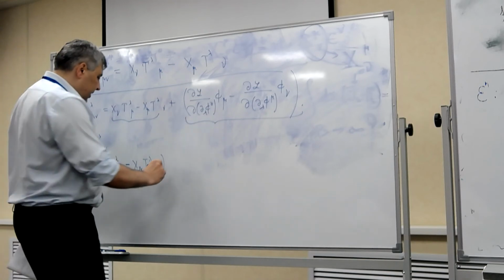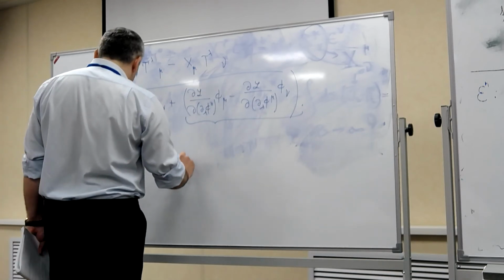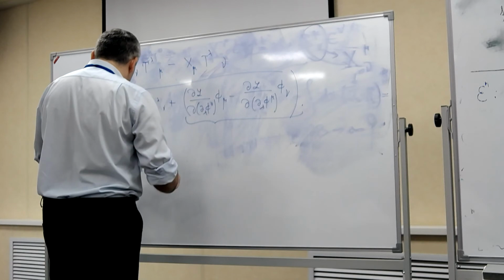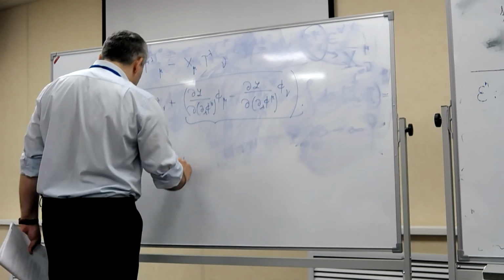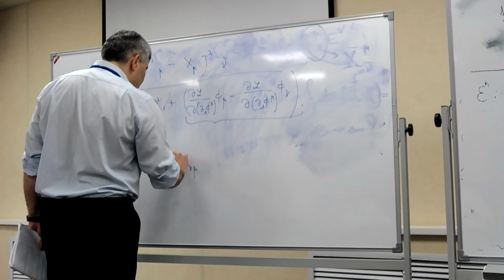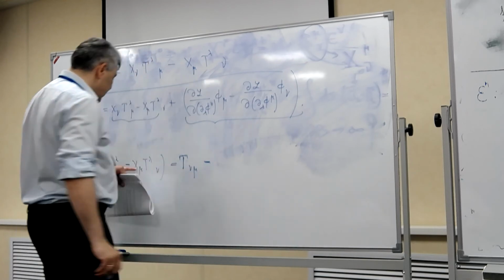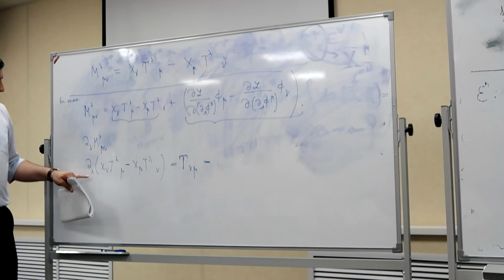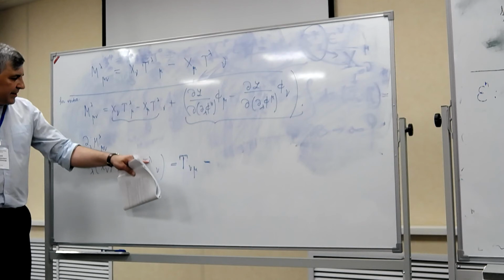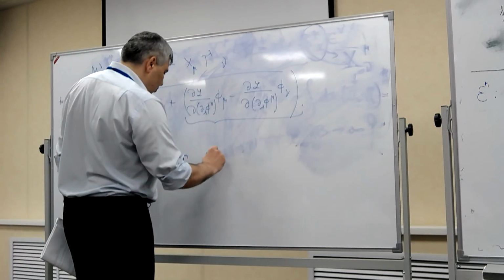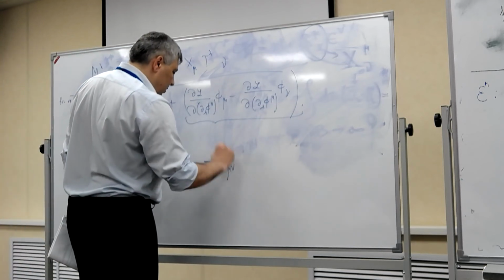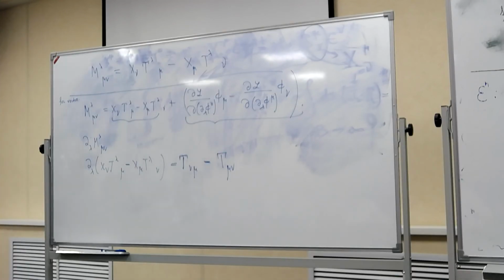Improvement procedure is the following statement: if you have a conserved current, that means a current which satisfies this equation here, then you can modify it by adding to it a total derivative, like d_nu chi^{mu nu}, where chi is an arbitrary function of fields which is antisymmetric in the indices mu and nu.